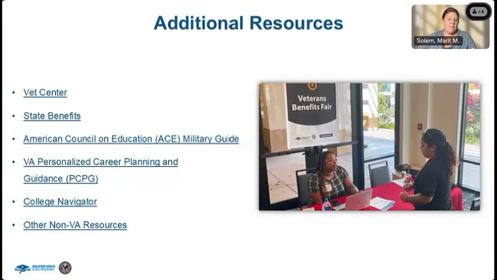The VA Personal Career Planning Service is specifically for people getting ready to separate, or people that have separated in the last year, who can be eligible for Chapter 36, it's called. That's going to help you do some more career planning and look at your interests and what you need to get where you want to go. The College Navigator is another great resource. That's going to help you find the right colleges for you. And then there are other non-VA resources, and that will link you to the above resources.